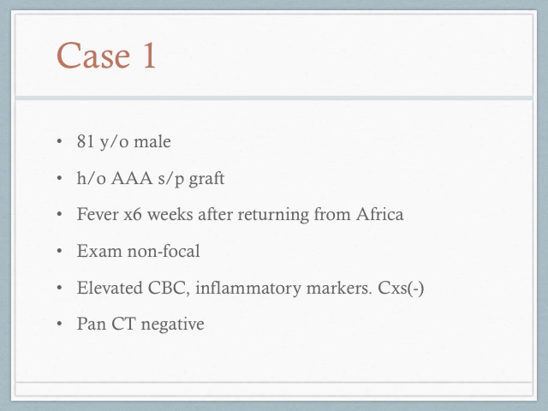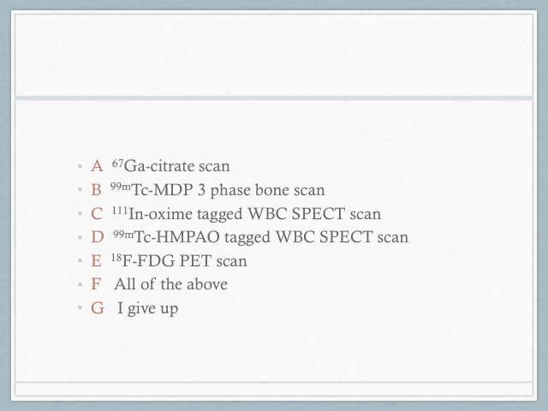So start out with a little scenario to get you thinking here. 81-year-old male, history of AAA, status post-graft, recently returning from Africa, and fever for 6 weeks now. Exam being non-focal, some elevation in white blood cell count, inflammatory markers, cultures are all negative, pan-CT negative. So kind of a case of FUO at this point.